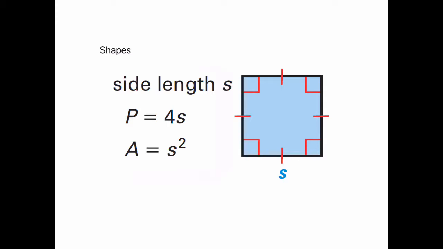Area of a 4-sided figure is always one side times the other side. In this case, both of those sides are s, so you could use the formula A equals s squared.